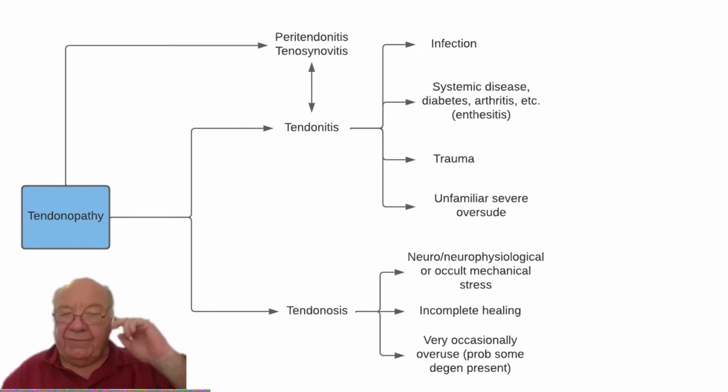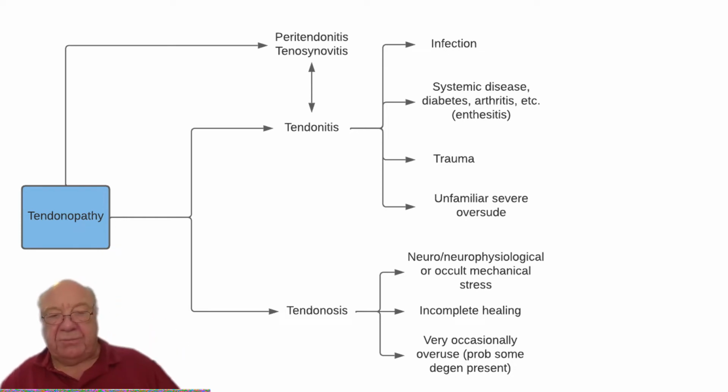So for the first two, the inflammatory conditions, causes include infections, and it's actually a fairly high cause of tenosynovitis, systemic disease, diabetes, arthritis, anything that again causes that enthesitis or inflammation in collagen tissue, trauma, blunt trauma, direct trauma, and severe unfamiliar overuse.